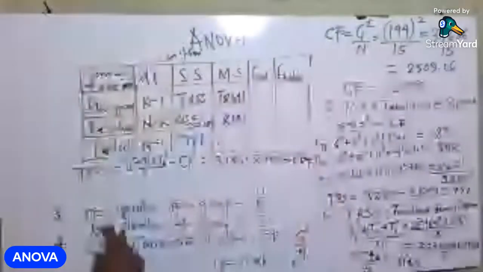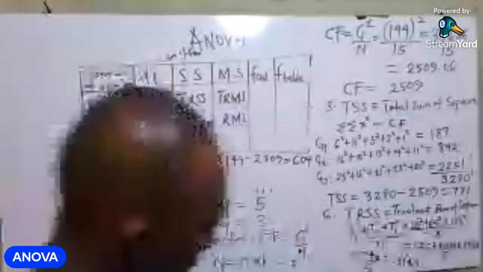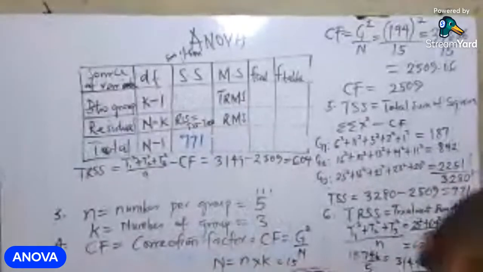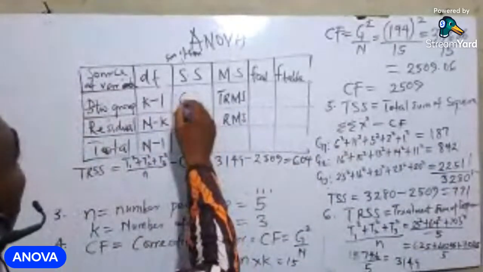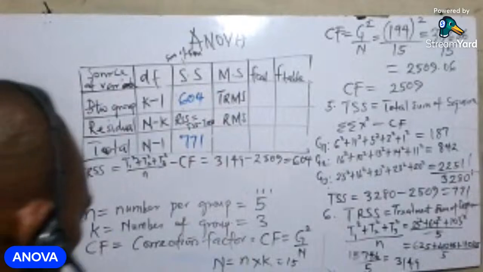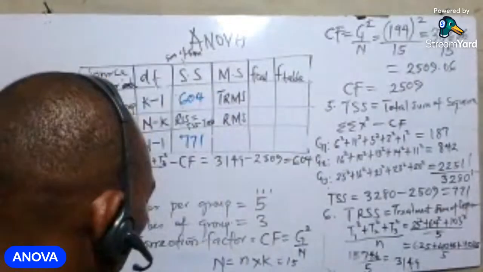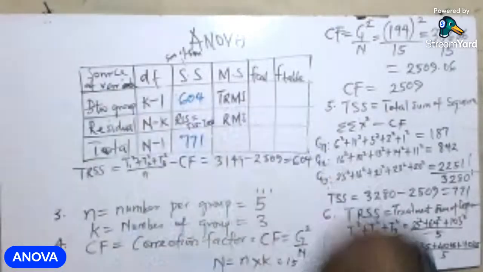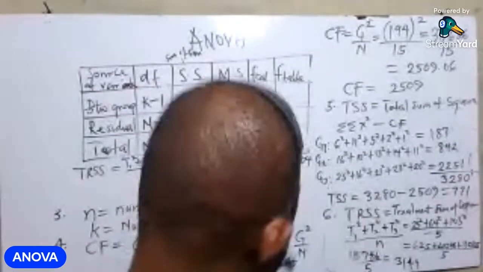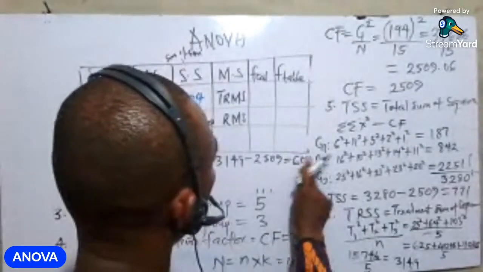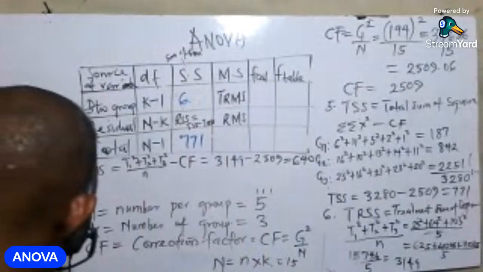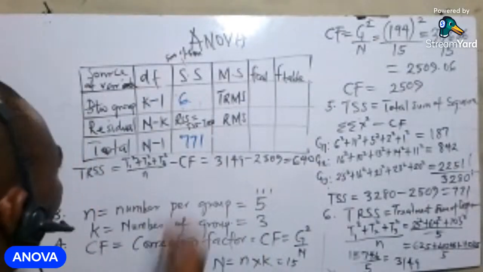So that means I've got my TRSS. So my TRSS now is what? My TRSS is now 604. My TRSS now is 640. So when you calculate this very well, it will give you 640. So when you take this away from this, that will give you 640. So that means this is 640. So we have to take it like that, 640.